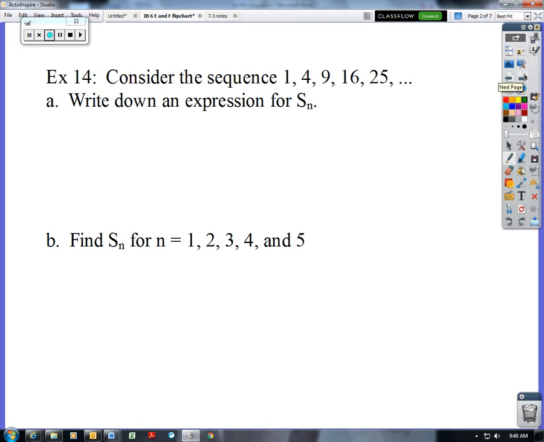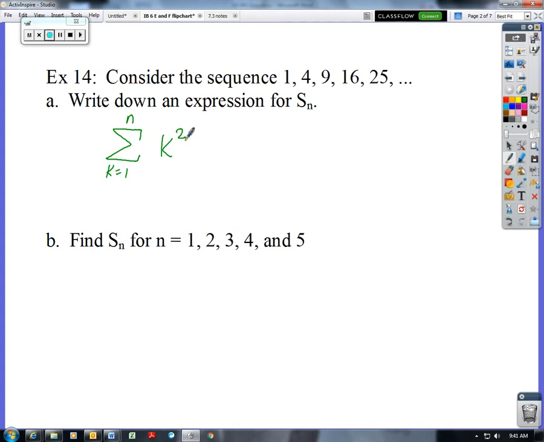So here's example 14. We have this sequence 1, 4, 9, 16, 25, and we're going to write down an expression for s sub n. So we're going to start with our sigma notation. And you'll start with k equals 1 to n, because it goes on forever here. And you want to look at your sequence and figure out what the pattern is. So pretty clearly these are perfect squares. If k is 1 and you did 1 squared, you would indeed get 1. And then 2 squared is 4. So it's simply k squared.